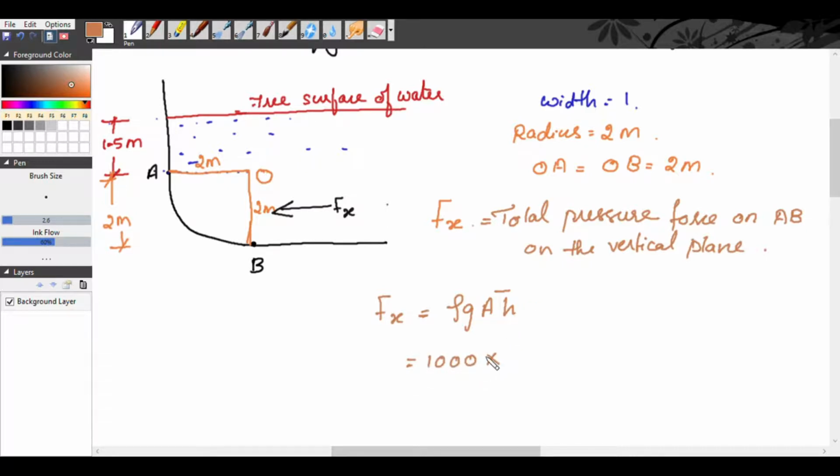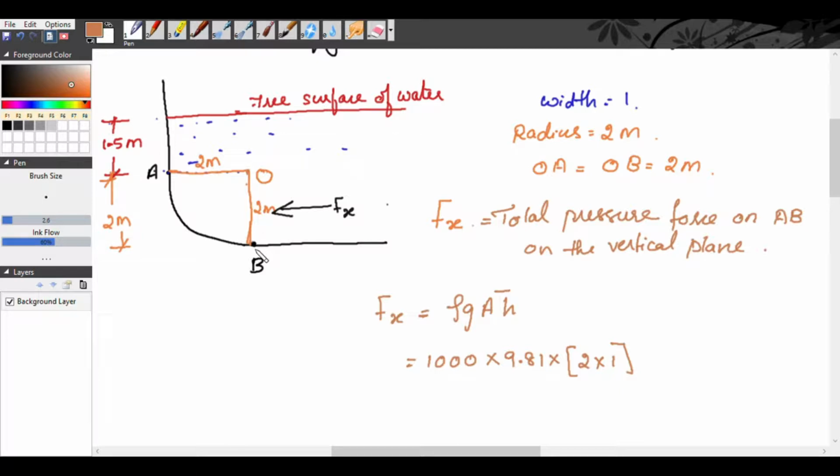We know area. The area is 2 into 1, because the radius is given as 2. On this vertical surface, this distance is 2 and the width is given as 1 meter. Before that, g is 9.81. The area is 2 into 1. Not the area on the curved surface, but the area on the vertical plane. This distance is 2, the width is 1.